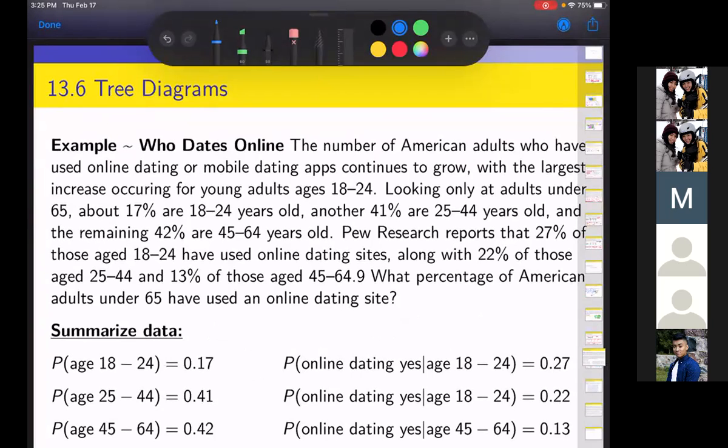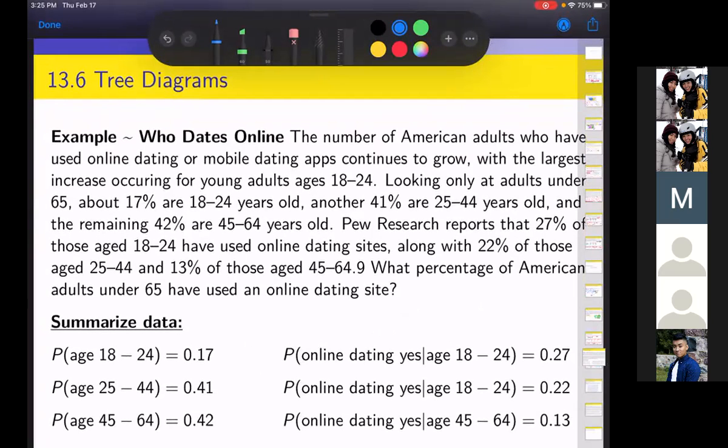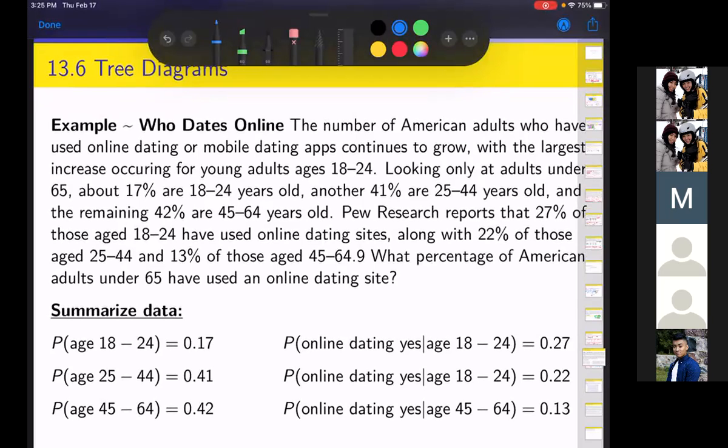Who dates online? The number of American adults who have used online dating or mobile dating apps continues to grow, with the largest increase occurring for young adults aged 18 to 24. Well, I thought you guys were young, you could just go out and find people easily. But it's the internet era. Looking only at adults under 65 years old, about 17% are 18 to 24. If I was you, I'd summarize the data. On the exam, you will see this. That's yours, right? I'm just going to do it right here so you see.